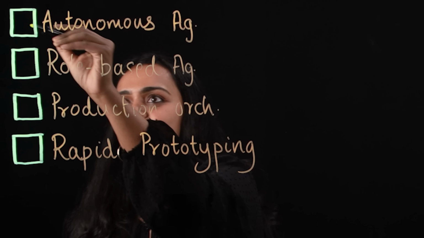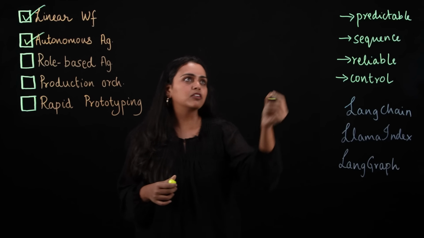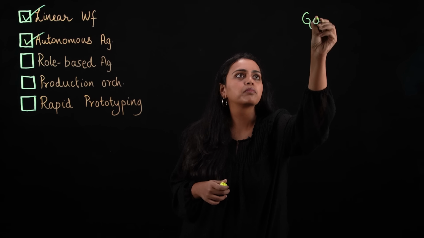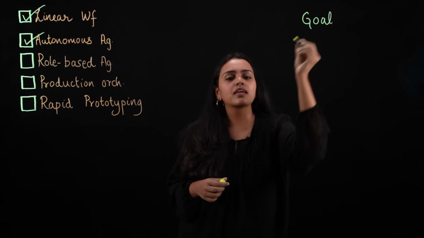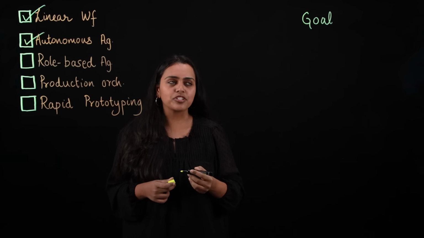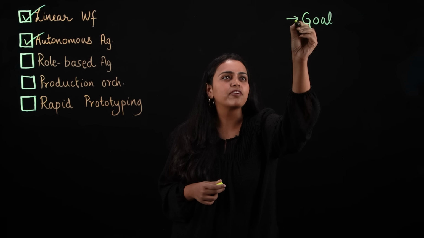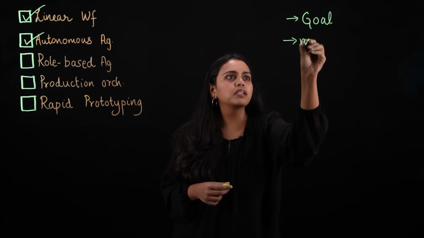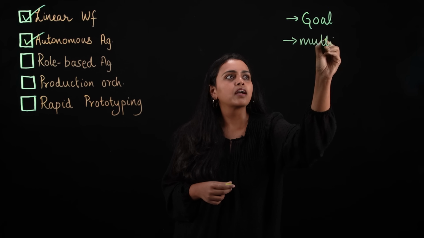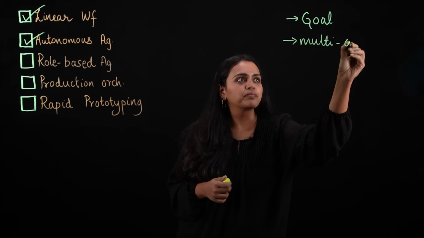Next, we have the autonomous agentic AI systems. In these systems, you typically give AI a goal and have it figure out how to accomplish it. So in this system, it's very common to see multiple agents collaborating together.